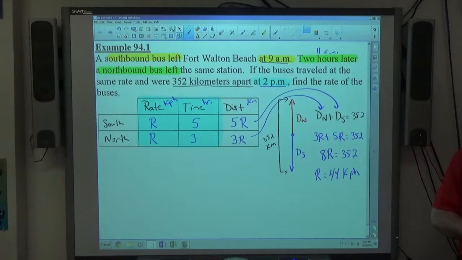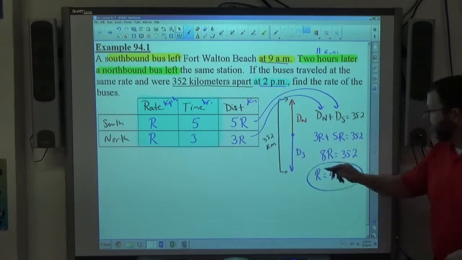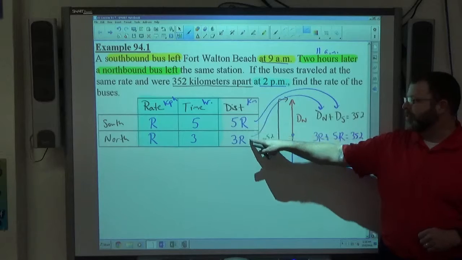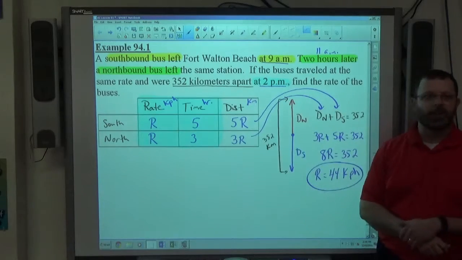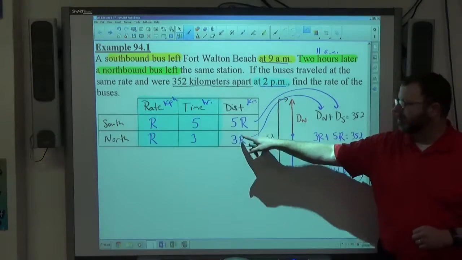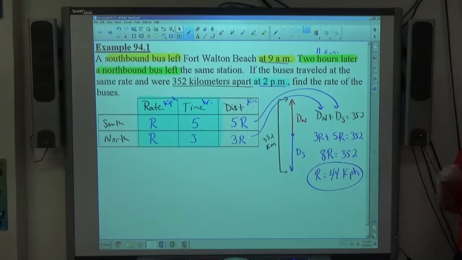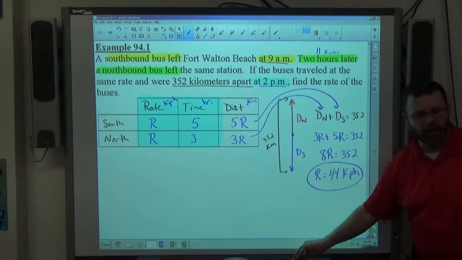Okay, if they're asking me how fast the buses went, I'm done, right? The question says find the rate of the buses, so I'm done. The other thing they may have asked me is how far did the northbound and the southbound bus travel? If they asked me one of those, I'd have to multiply 44 times 3 or 44 times 5. They asked for the speed of the buses, so 44 is the correct answer.